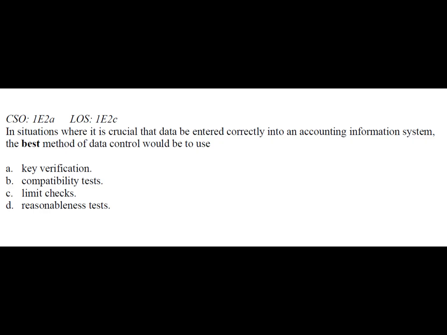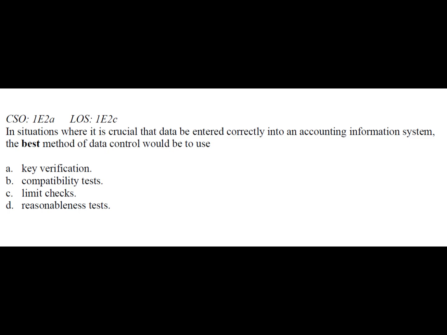These tests verify that related data items are logically consistent but do not confirm accurate keyboard entry. C. Limit checks. Incorrect. Limit checks determine whether data falls within predetermined boundaries but cannot detect all input errors. D. Reasonableness tests. Incorrect. Reasonableness tests assess whether data appears logical or plausible but do not guarantee that the original data was entered correctly. Correct answer, A.